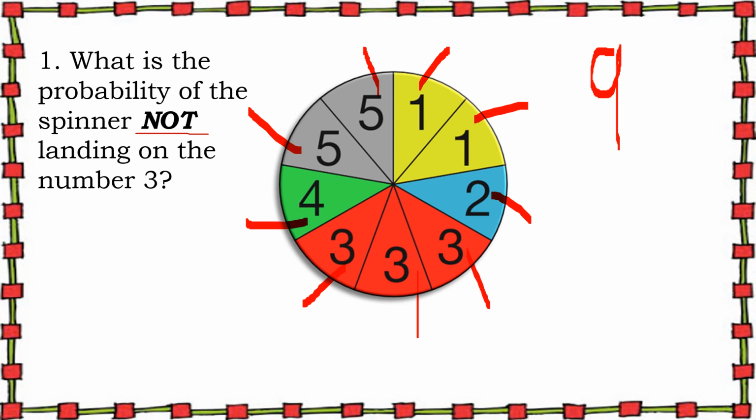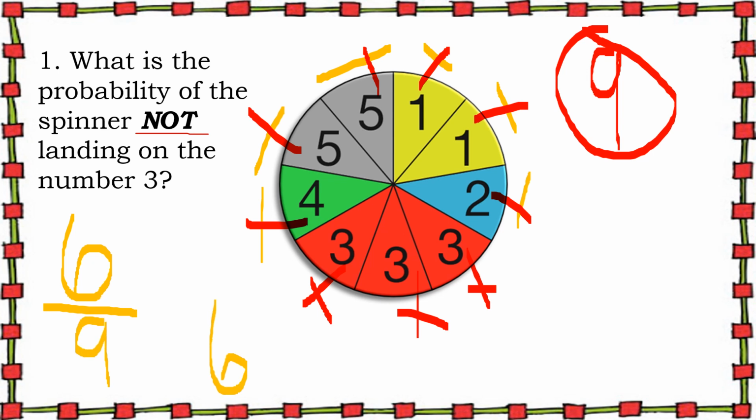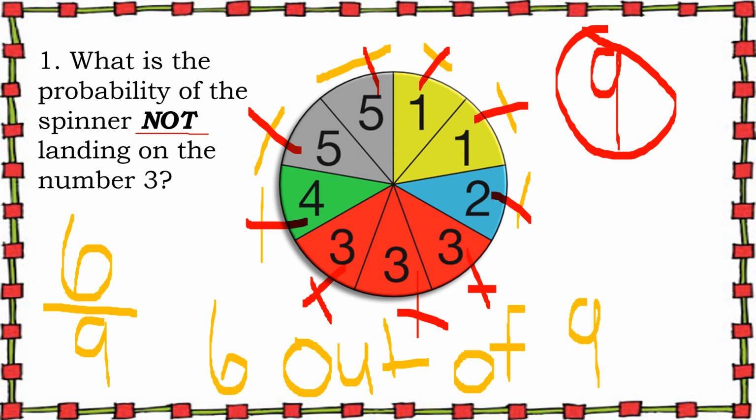Now, our problem says, what is the probability of the spinner not landing on the number 3? You can do this 2 ways. Let's see how many number 3s we have. 1, 2, 3. So we know we have 3 number 3s. Now, you can either subtract the number 3s from your total 9, or another thing you can do is just count how many spaces do not have the number 3. So let's count. 1, 2, 3, 4, 5, 6. So your answer for this problem is 6 over 9, or 6 out of 9. Remember, your clue word there is not 3. So you're telling me with this answer there are 6 spaces that do not have the number 3 in it.